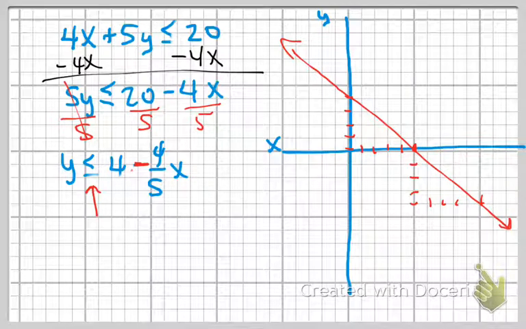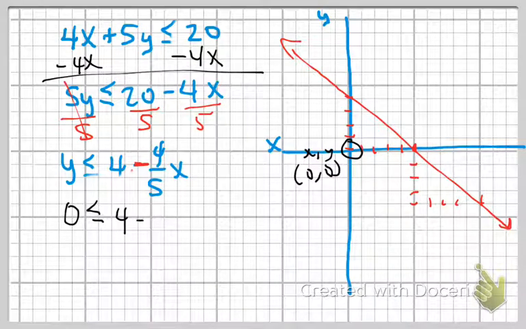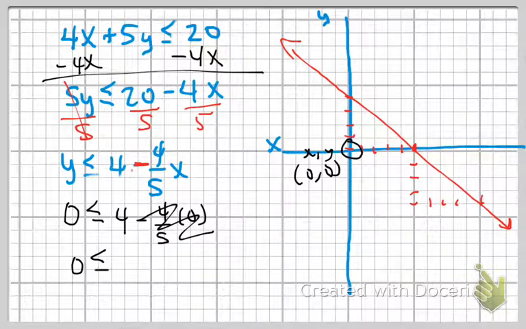I've drawn one. Now we're going to test it with (0, 0). That's the origin here. That's my favorite one. And I'm going to plug that in for x and y, and we'll see what happens. So 0 is less than or equal to 4 minus 4/5 times 0. So this becomes 0, right? And so 0 is less than or equal to 4. Is that true? Is 0 less than or equal to 4? And the answer should be yes, it is.